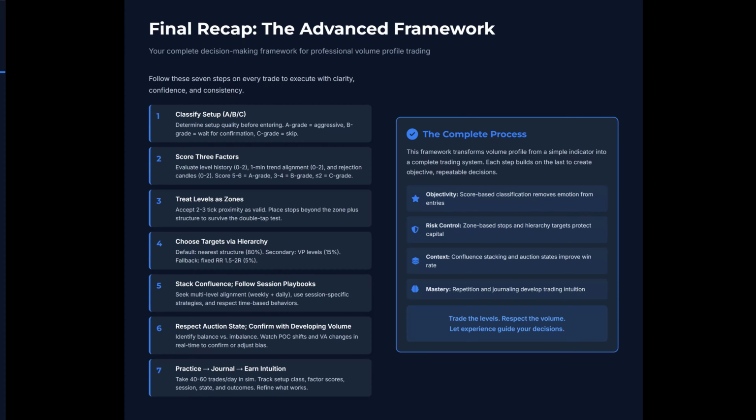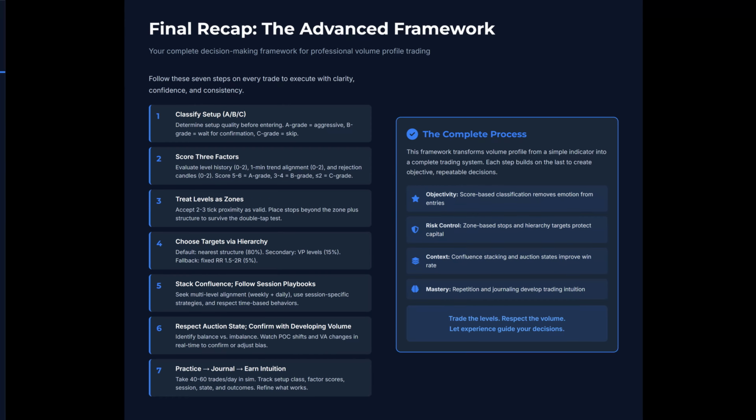Add the 3 scores together. Total score of 5 to 6 equals A grade. Enter aggressively on the first rejection candle. Total score of 3 to 4 equals B grade. Wait for a second rejection candle or additional confirmation before entering. Total score of 2 or less equals C grade. Skip the trade entirely. This scoring system removes emotion and subjectivity from your entries. It transforms discretionary trading into rule-based execution.